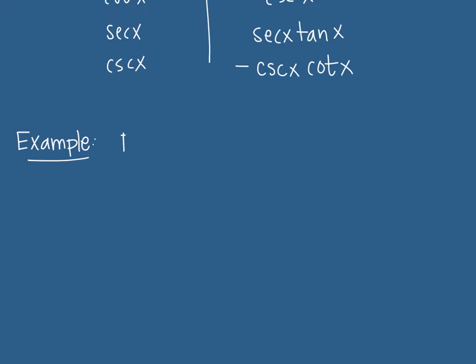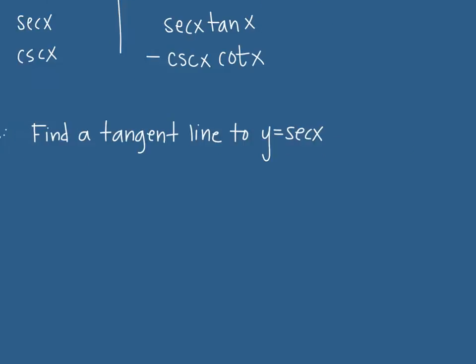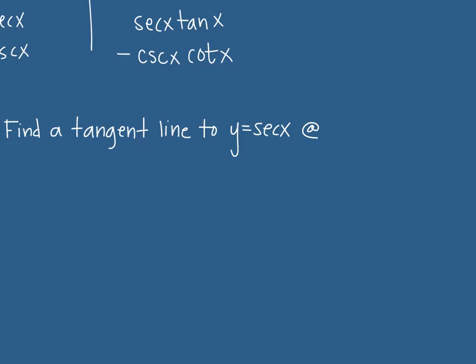The first thing we want to try and do is to find a tangent line to y equals secant x. And let's do it at x equals pi fourths.